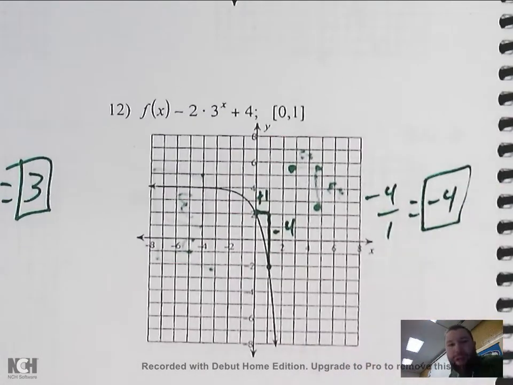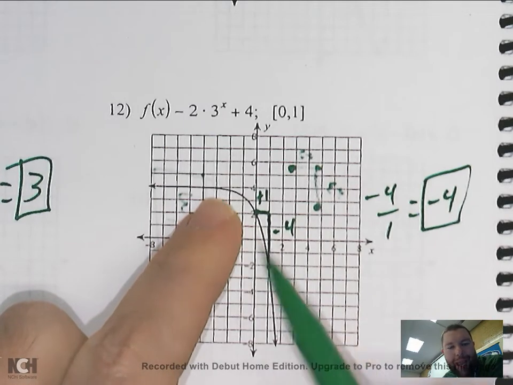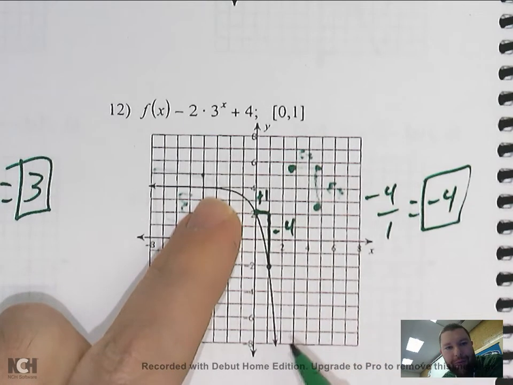The negatives are probably the most missed thing on this unit. So again, if your first dot is higher than your second dot, that's going downhill. That should be a negative slope.